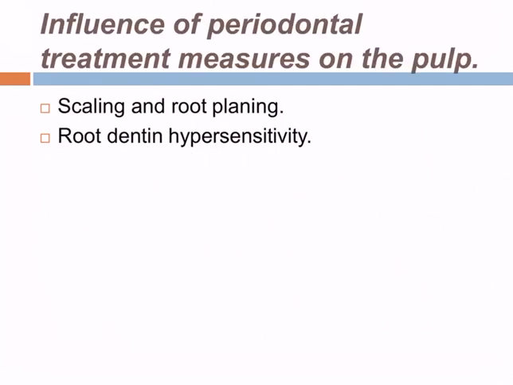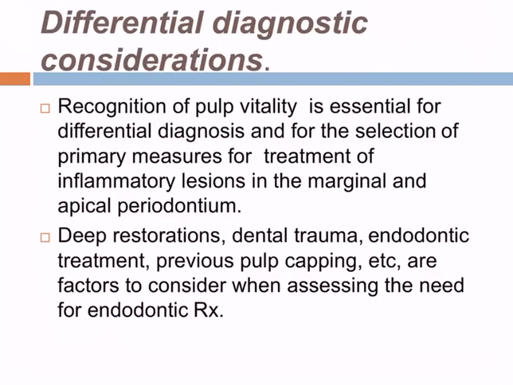So, influence of periodontal treatment measures on the pulp: scaling and root planing, root dentin hypersensitivity. Differential diagnostic consideration: recognition of pulp vitality is essential for differential diagnosis. So I have told you earlier also, first you have to check the vitality of the pulp, and for the selection of primary measures for the treatment of inflammatory lesions in the marginal and apical periodontium. Deep restorations, dental trauma, endodontic treatment, previous pulp capping, etc. are the factors to consider when assessing the need for endodontic treatment.